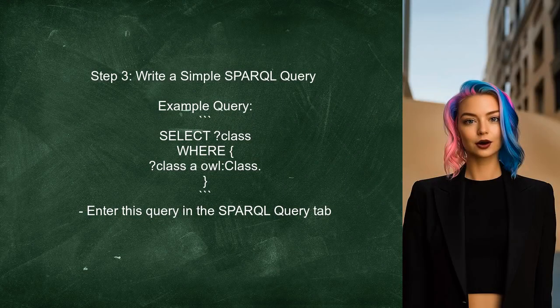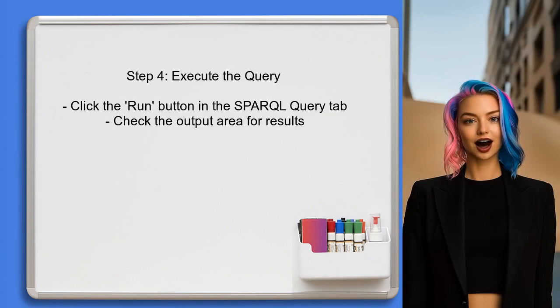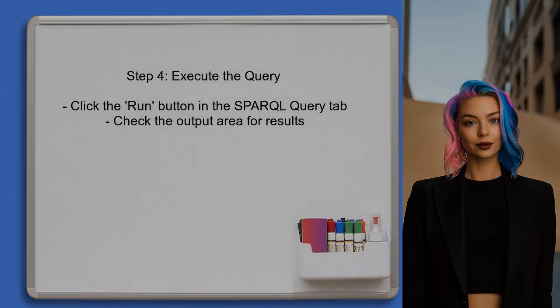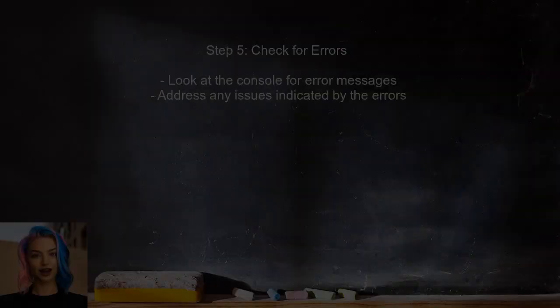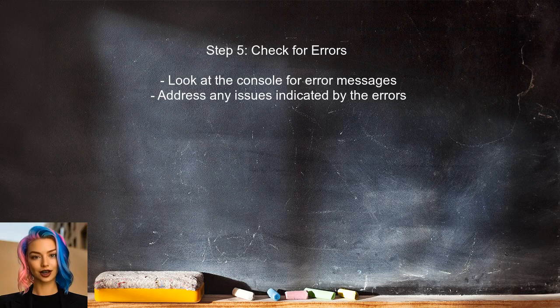Now the user can write a simple SPARQL query to test the functionality. A basic query to retrieve all classes in the ontology can be used. After writing the query, the user should execute it by clicking the Run button. This will display the results in the output area. Finally, if the results still do not appear, the user should check for any error messages in the console. This can provide insights into what might be going wrong.